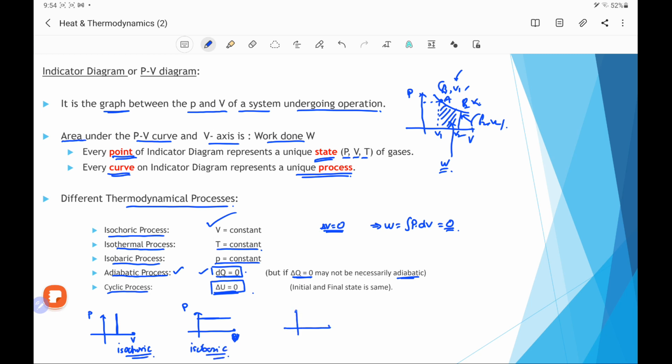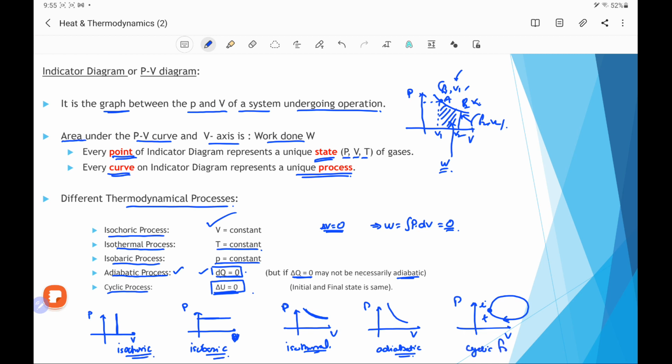Similarly, if we draw the pressure volume graph or the indicator diagram for an isothermal process, then this is a curve and it is an isothermal process. Similarly, if we draw the graph for the adiabatic process, it will be similar to the isothermal, but it has a higher slope. The graph is for adiabatic process. And the indicator diagram for the cyclic process will have the initial and the final position the same. So this is the initial and final position the same, and this process is called the cyclic process.